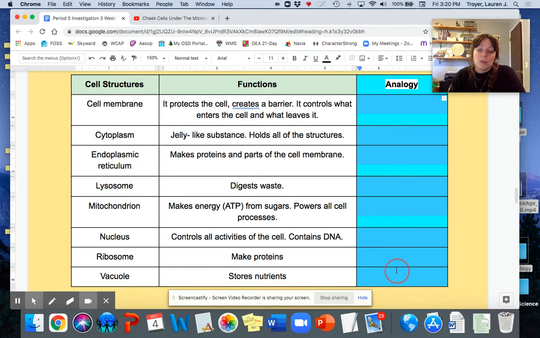If you're really stuck, you could look at last week's notebook or last week's video where we did a school. So how was a cell like a school? Well, we said there is something that lets some things in and keeps other things out. It would be just doors. Cytoplasm holds all the structures. In a school, I think we just did the walls and the halls. So you use your creativity to answer the analogy.